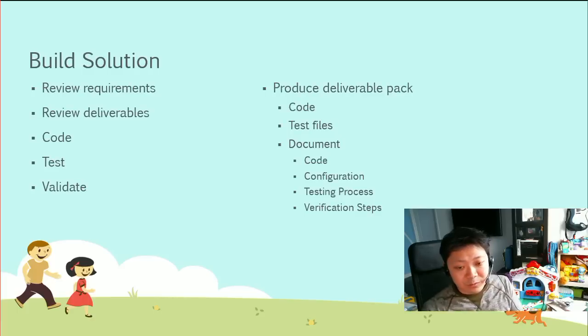So when you work on the actual problem, I'm putting notes here about reviewing the requirements again, because that's the main part of what you're actually having to solve. So now you're going to review what you actually have to solve. You're going to review the number of deliverables that you have to have. Then you're going to actually code it. You'll code it, you'll test it, you'll validate it. Then you're going to produce the actual deliverable pack.